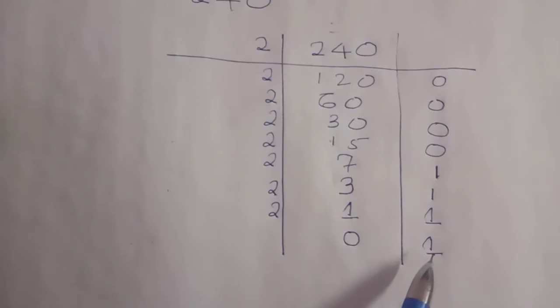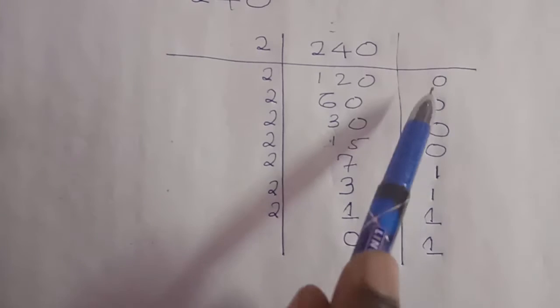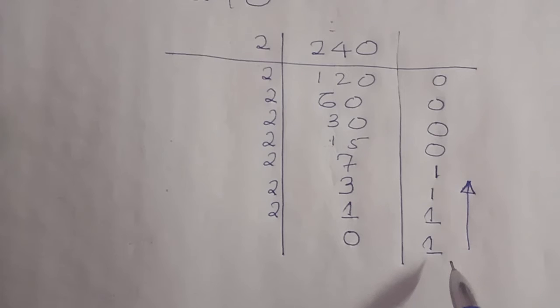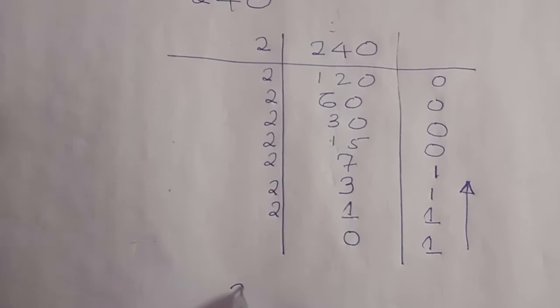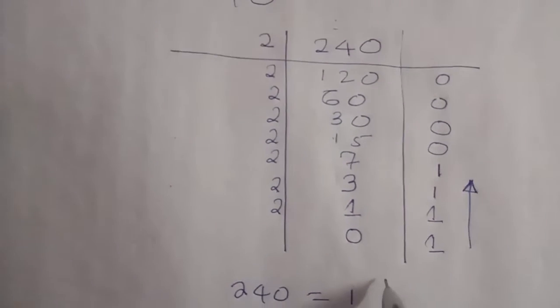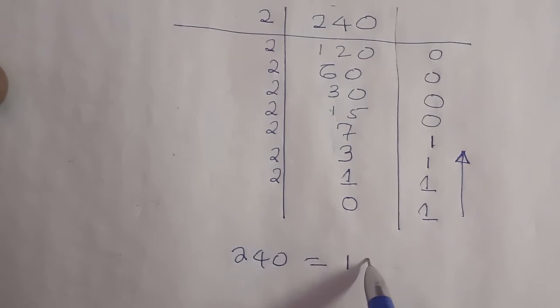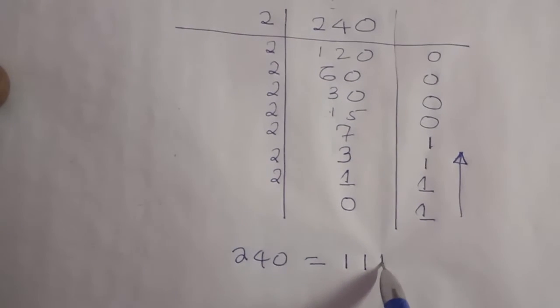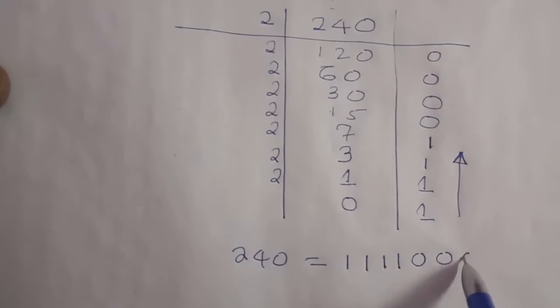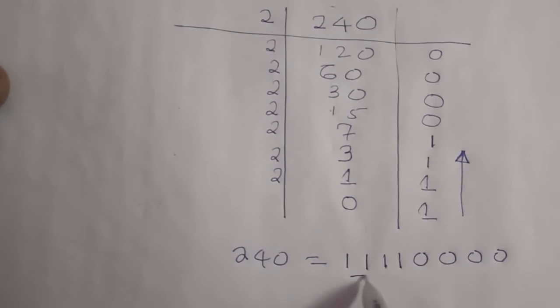So the binary number of 204 is obtained by starting from here and going upward. You have to draw this arrow, which shows the way you will start writing, from 1 up to 0. So the binary number of 204 is equal to 1 1 1 1 0 0 0 0. Then you are through.